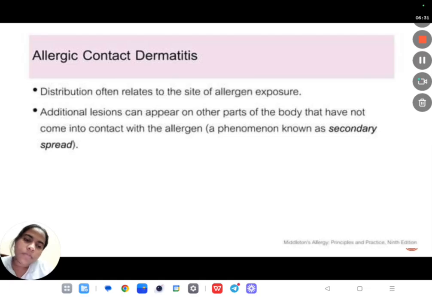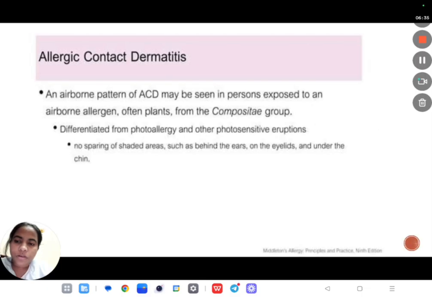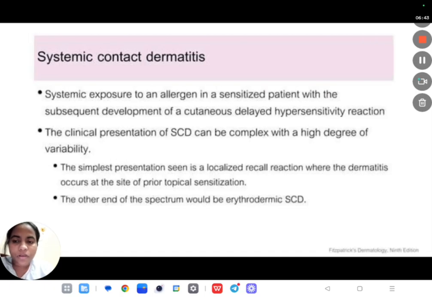The lesion can appear in other parts of the body that have not come in contact with the allergen. An airborne pattern of ACD may be seen in persons exposed to airborne allergens, often plants. Systemic contact dermatitis is an exposure to an allergen in a sensitized patient with subsequent development of a cutaneous delayed hypersensitivity reaction. The clinical presentation of SCD can be complex, with a high degree of variability.